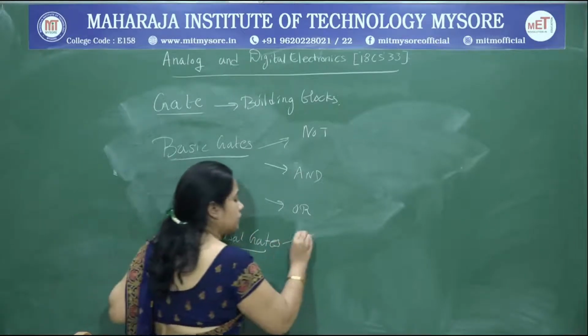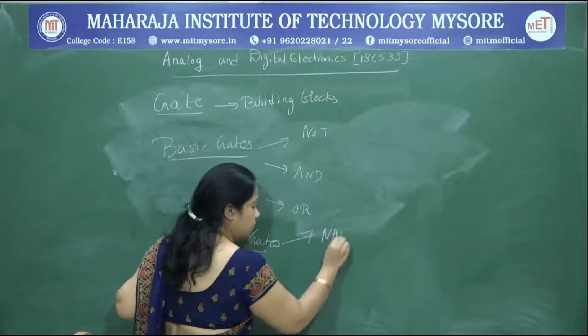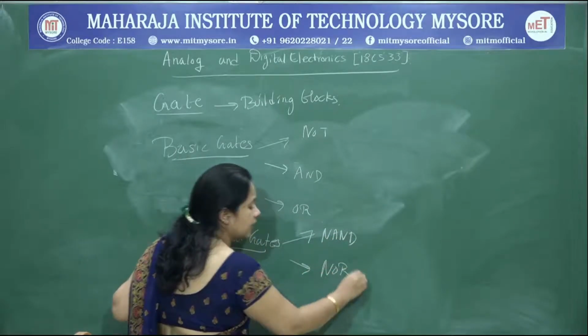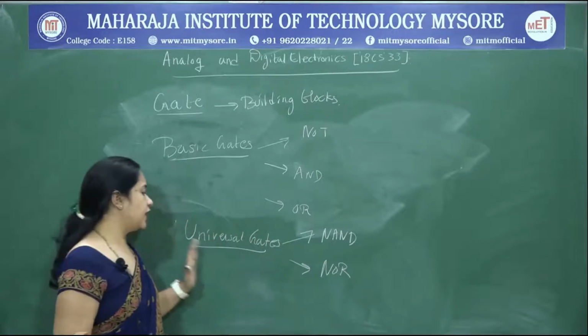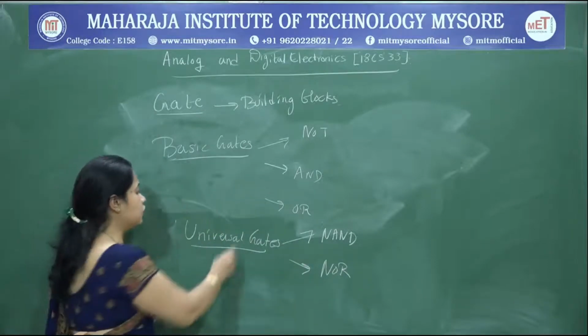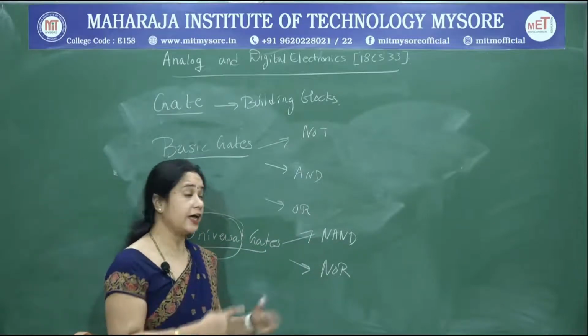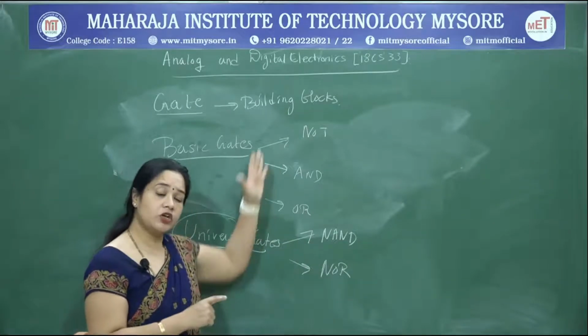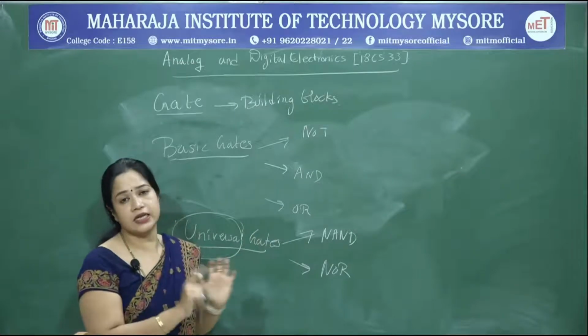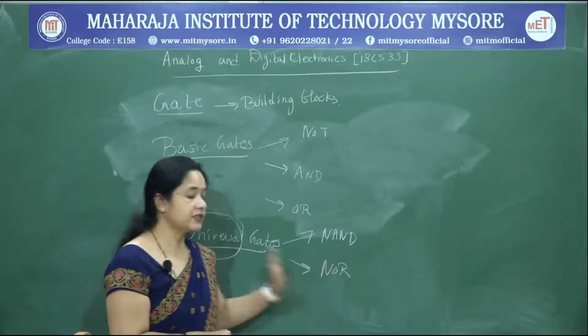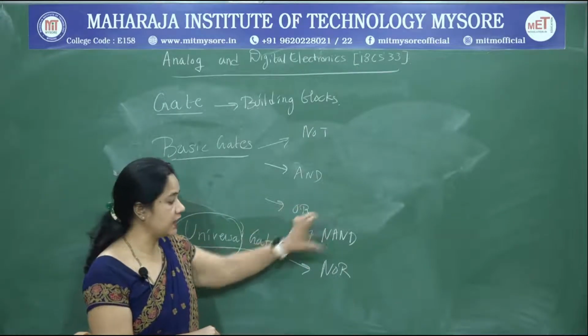So NAND and NOR, we will shortly discuss what NAND and NOR are in detail. Before that, the reason we give the name universal is because using these two gates we can realize all other basic gates. Not only basic gates, we can realize any given digital circuit. That is the reason we call these two gates, NAND and NOR, universal gates.